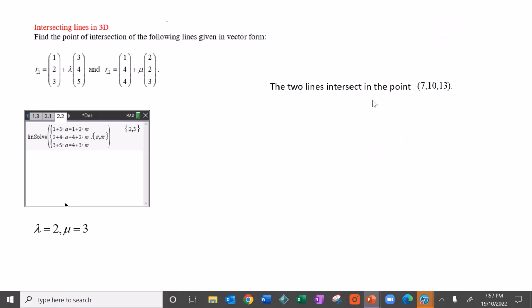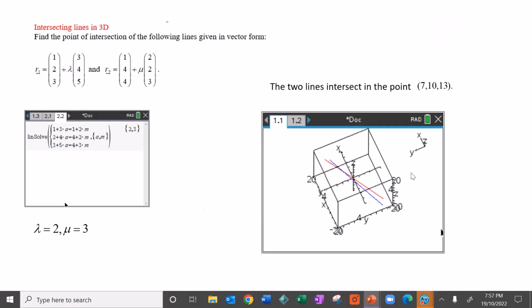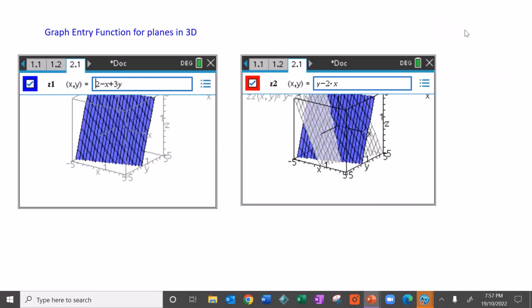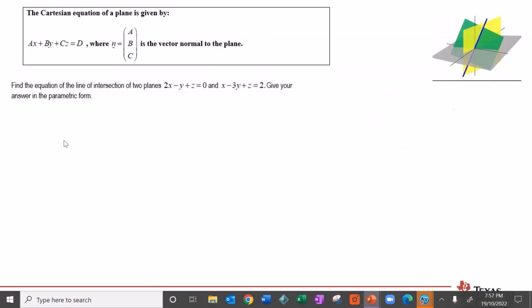So the two lines intersect in the point, and you can draw them and rotate and locate this point. Of course, you can't really find the intersection easily, but we can see what it is. So these three-dimensional lines do intersect, and there are a few other screens on how we draw it.